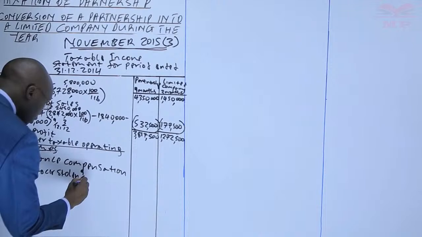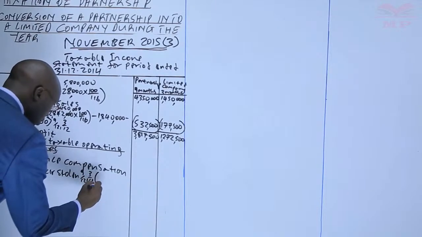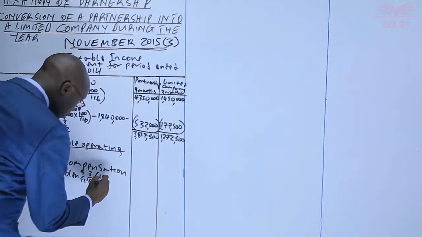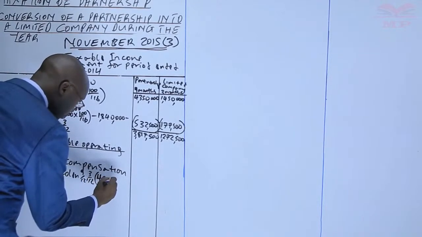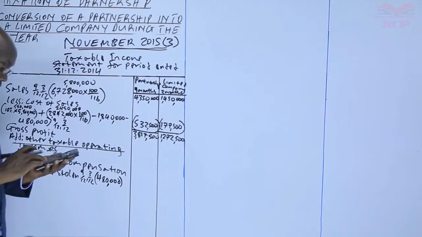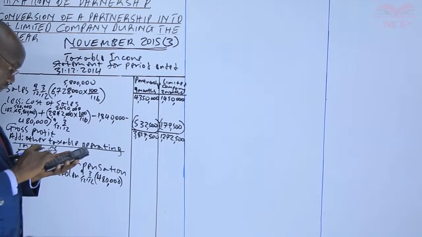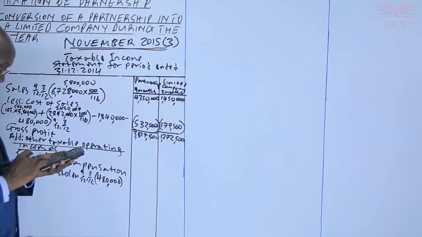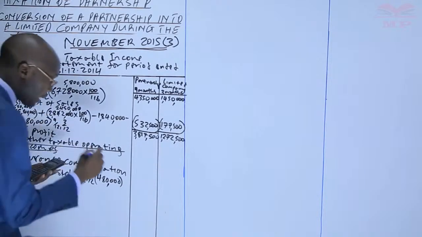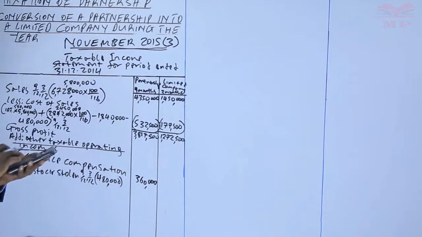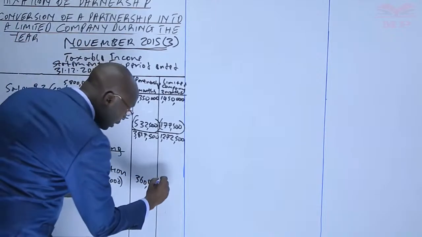So we come here, insurance compensation. We have 9 over 12, 3 over 12 of 480. So we have 9 divided by 12 times 480,000. That gives us 360. The other one is 3 over 12 of the same, 120.